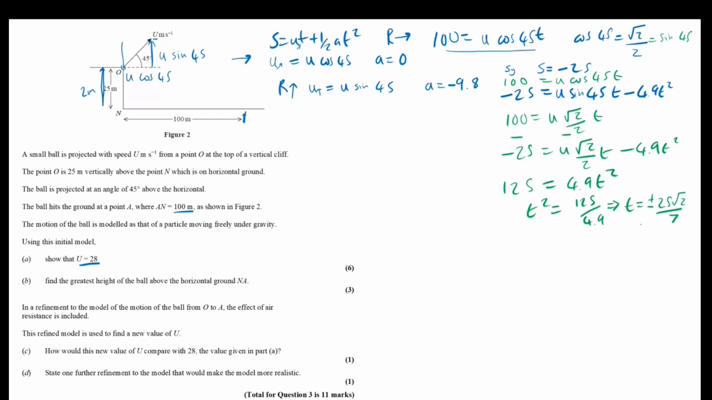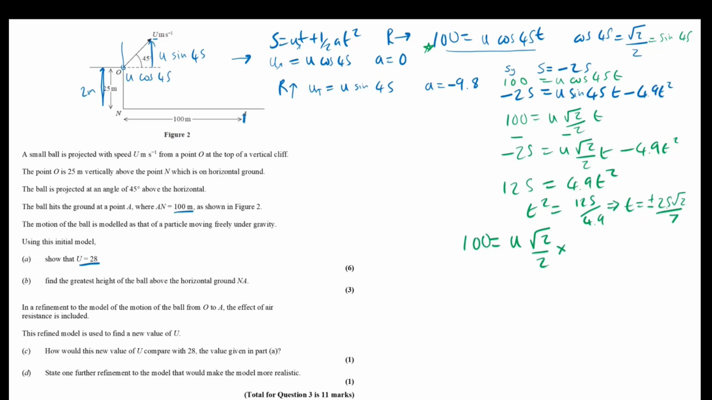So we use this value of t in any of our formulas, and the easiest one will be this one. So we just use 100 equals u cos 45, so that's u root 2 over 2 times our value of t.